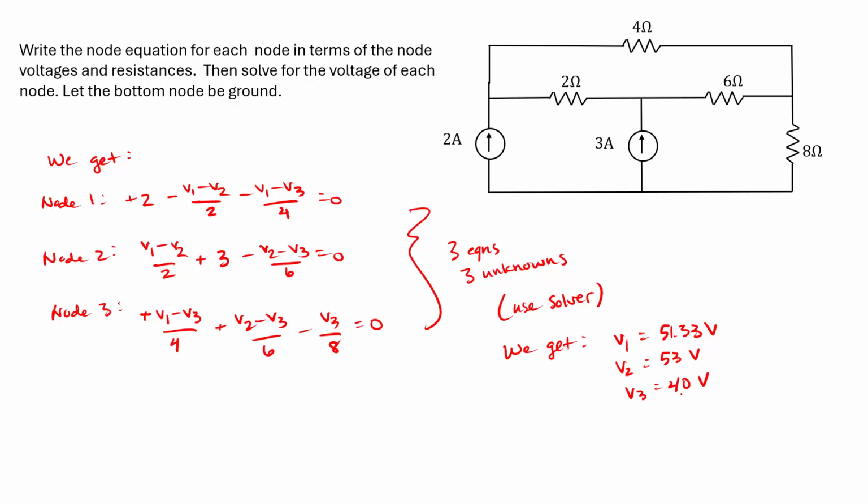All right, so if you have performed the substitution correctly, you would get a system of 3 equations and 3 unknowns like shown here. The next step would be to use a system of equation solver, or whatever equation solving method of your choice. If you do that, you should end up with 51.33 volts for V1, 53 volts for V2, and 40 volts for V3.